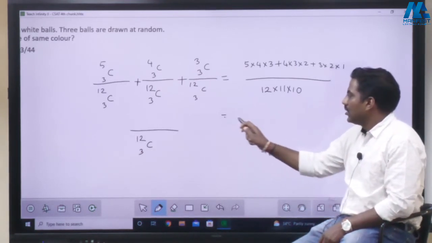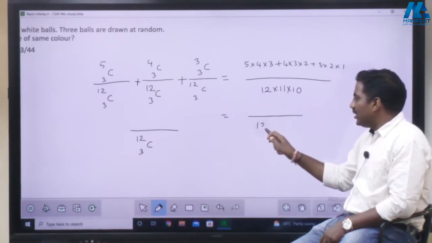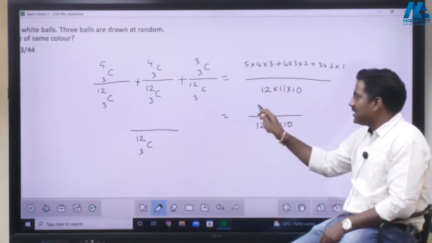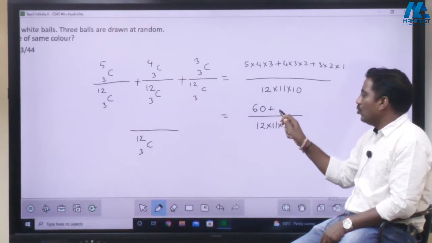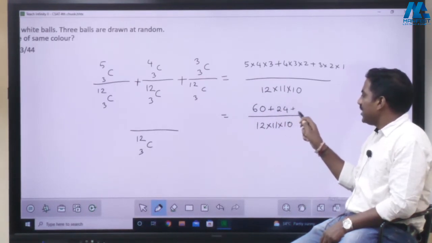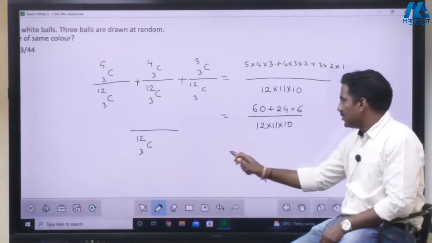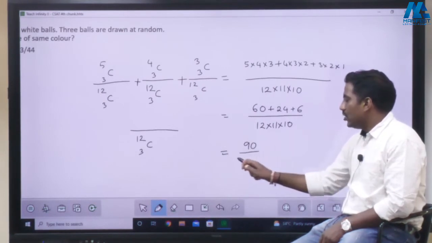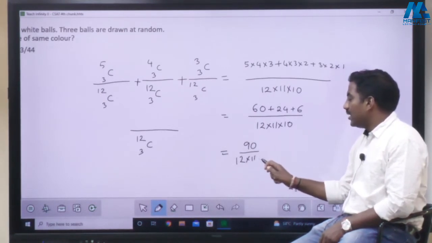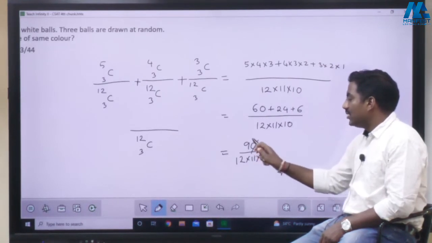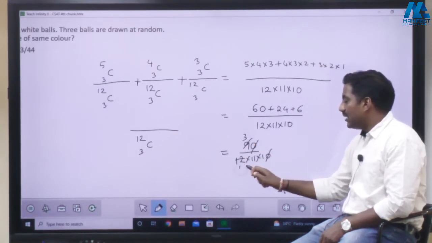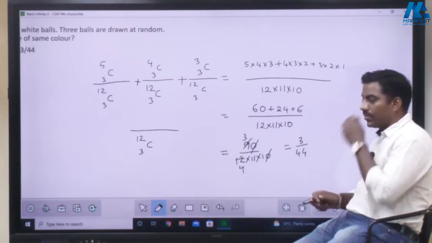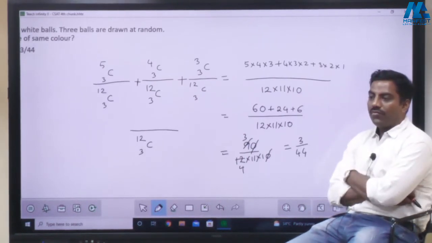So now see, you keep this 12 into 11 into 10 like that only. Anyways, we are going to simplify that one. 5 into 4 into 3, 60. 4 into 3 into 2, 24. Plus 3 into 2 into 1, 6. So totally this is 60 plus 24 plus 6, this is 90. Divide by 12 into 11 into 10. 0, 0 get cancelled. 3 3s are 9 and 3 4s are 12. So this is 3 by 44.